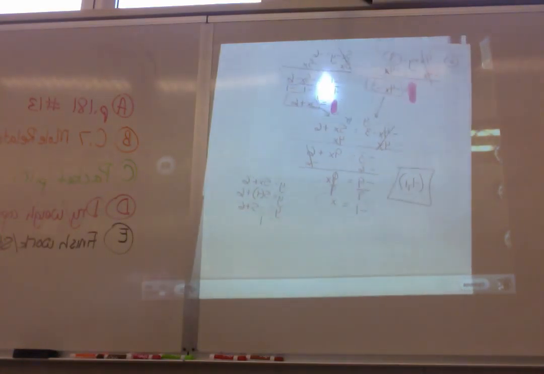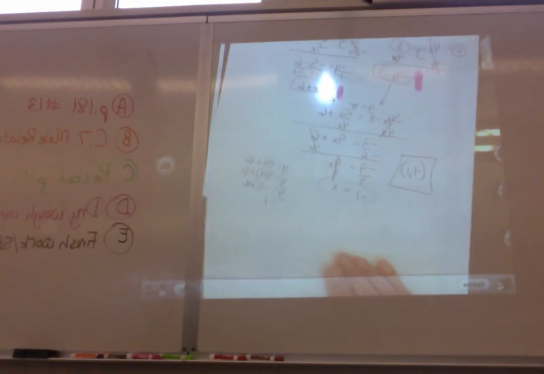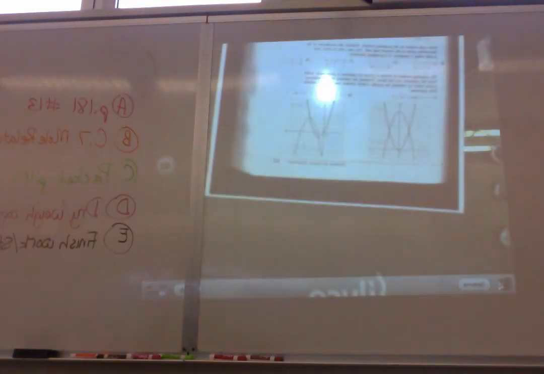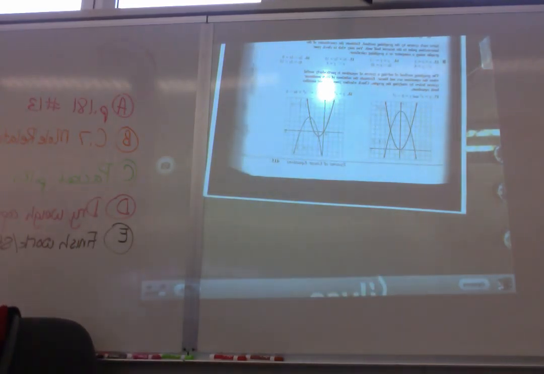Okay, let's see. Number 8. At your table right now, you're working on number 8. I want you to solve it by substitution first, and then go ahead and graph it with the graphing calculator. Yeah, let's not do 7. Maybe we'll do 7 together in a minute. And we'll just do it on the calculator.